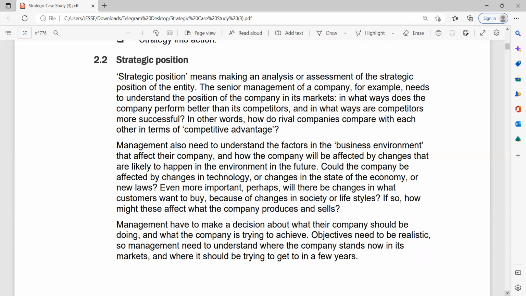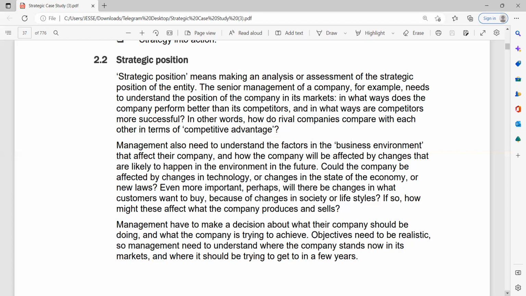So when you're talking about strategic position, you are looking at an analysis or assessment of the strategic position of the entity. For example, you are trying to find out what the position of this company is within the market. What does it do better than its competitors? And what are the competitors doing better than them? All these things relate to strategic position.